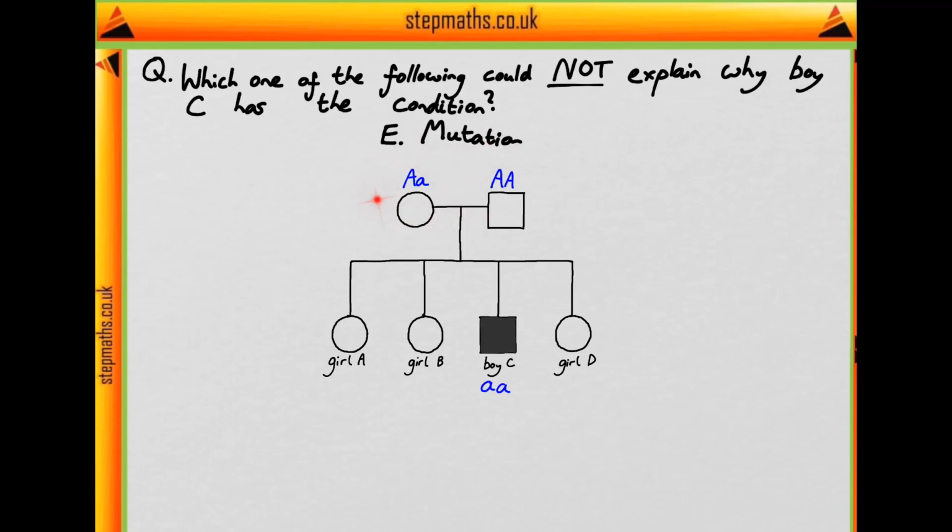So, say one parent, the mother in this example, is a carrier, and the other parent, the father, does not have the recessive allele at all. However, if there is a mutation converting one of the father's dominant alleles into a recessive allele, so that the father is now a heterozygote as well, then each parent could contribute a recessive allele to boy C, therefore giving him this homozygous recessive genotype, and therefore giving him the genetic condition.